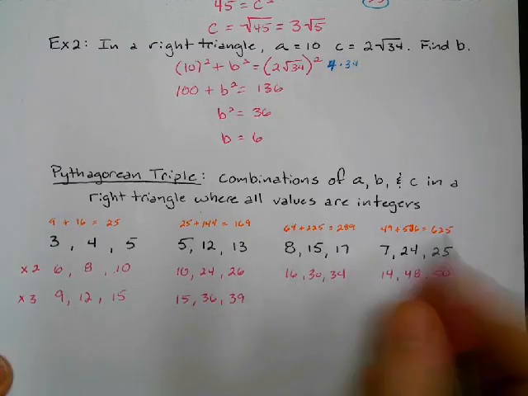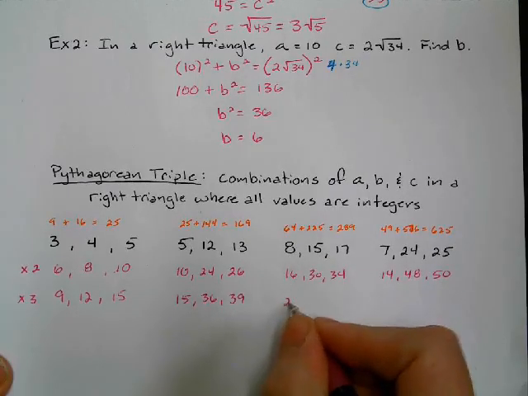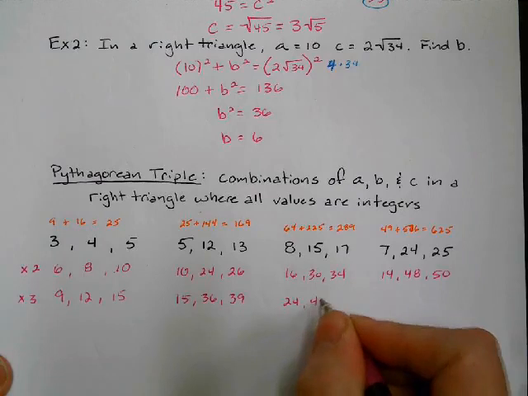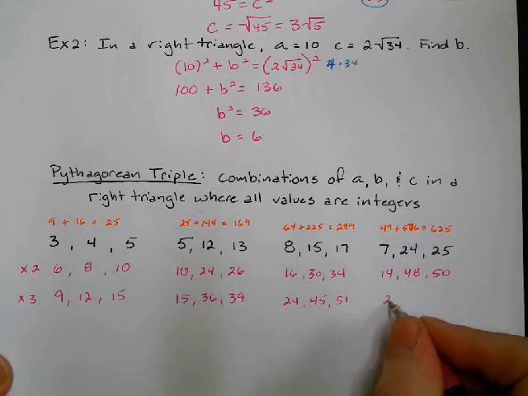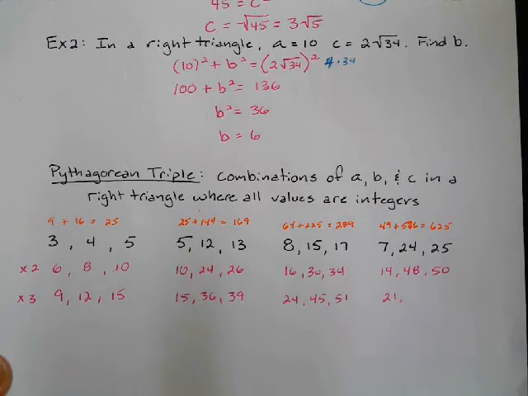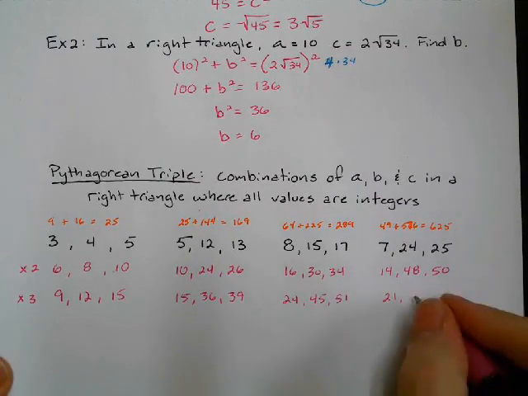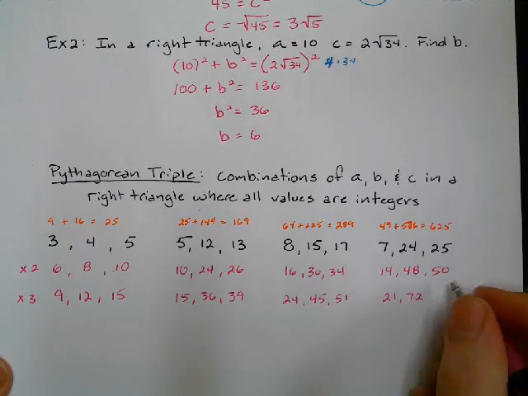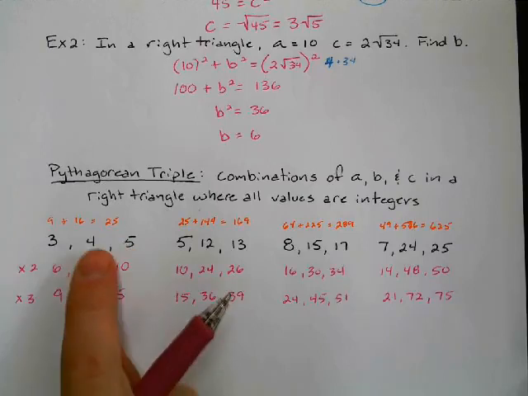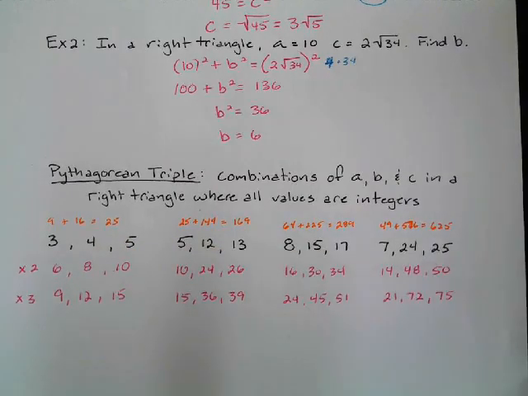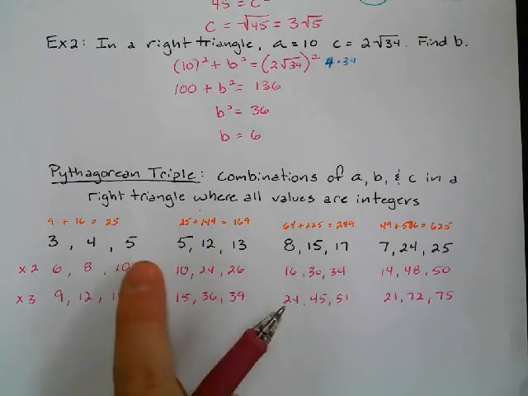This one would be 24, 45, 51. This one here would be 21, oh man, what is it? 72, 75. So I could keep going and keep on making triples forever. What I really suggest that you do is memorize these base patterns, and I'll show you how you can still solve some of these other ones if you've just memorized the base patterns for it.